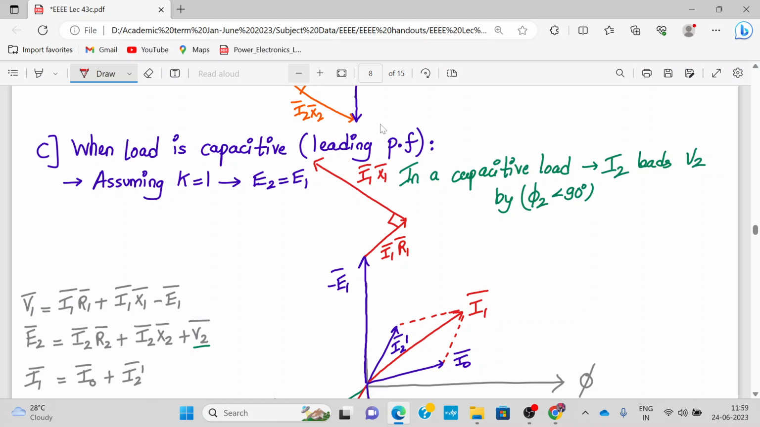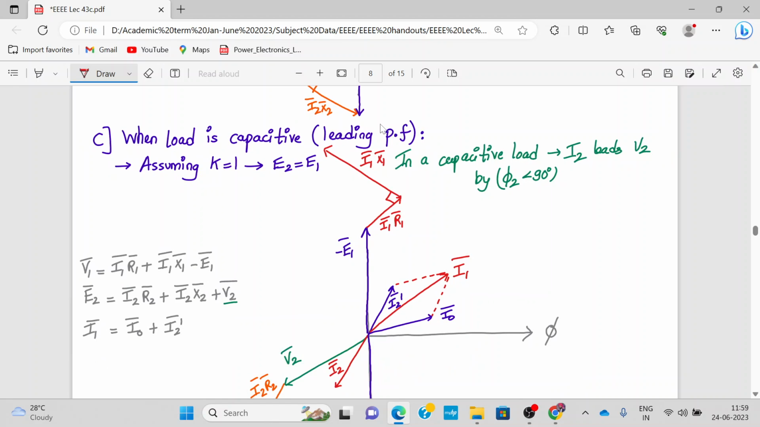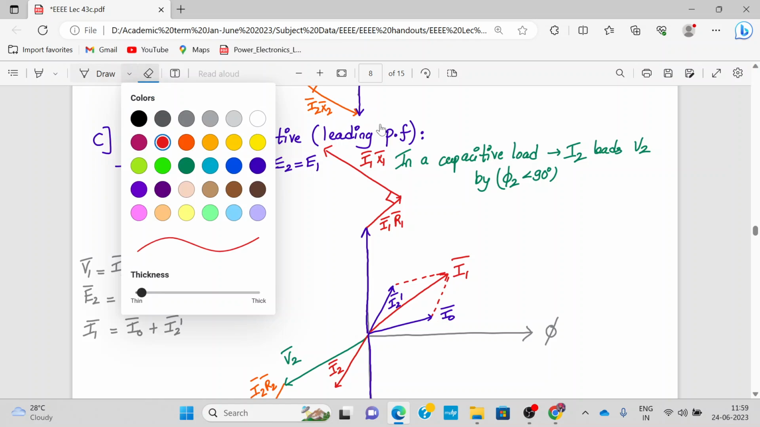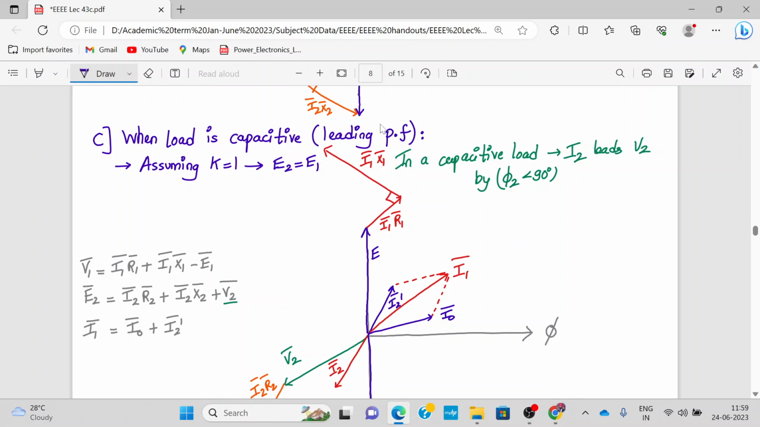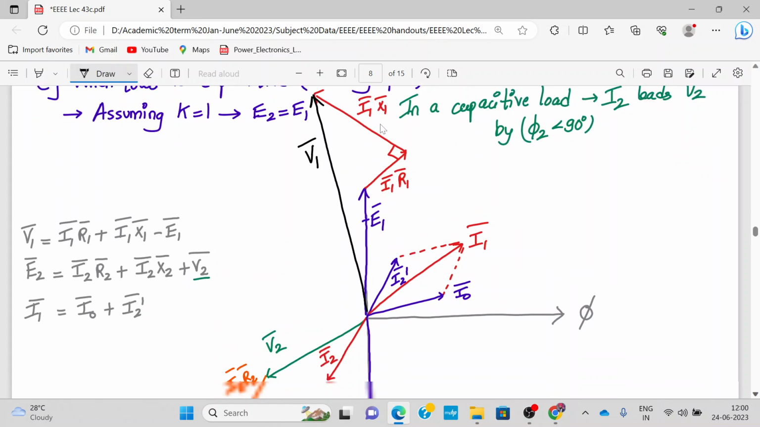Alright, and now finally, V1 is I1 R1 plus I1 X1 plus minus E1 bar. This is minus E1 bar, and V1 will be the resultant vector from here to 0. Hopefully it goes. Yeah, it goes. So this is your V1 bar. Alright, I hope it is clear now. We have done it three times.